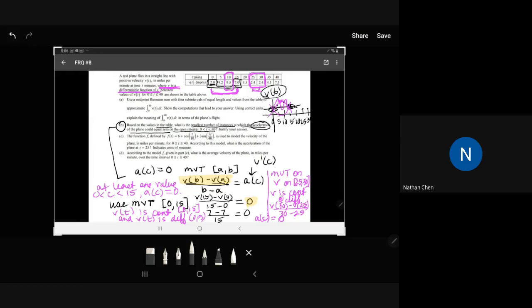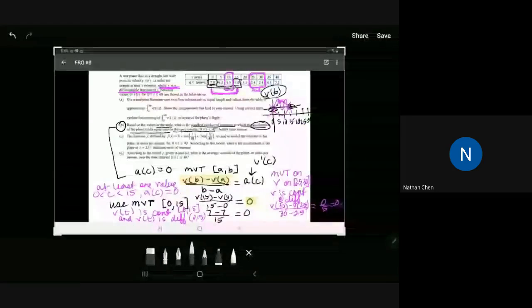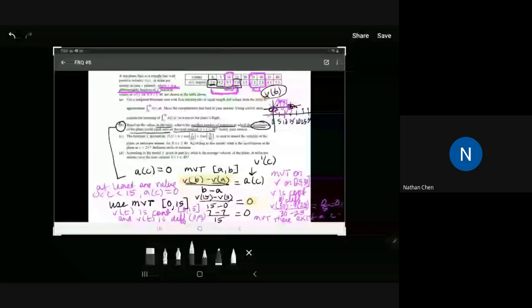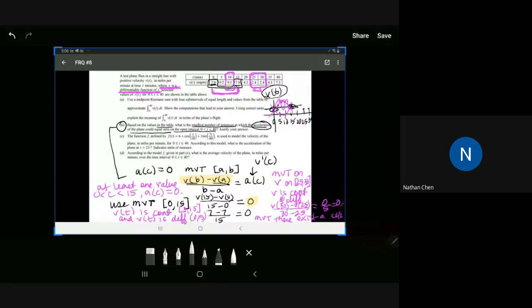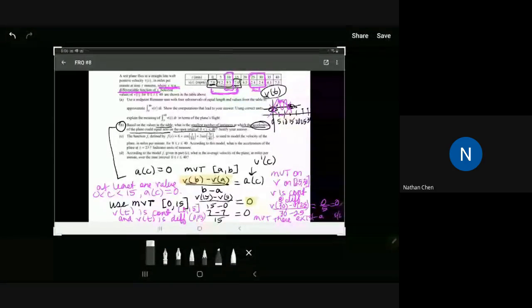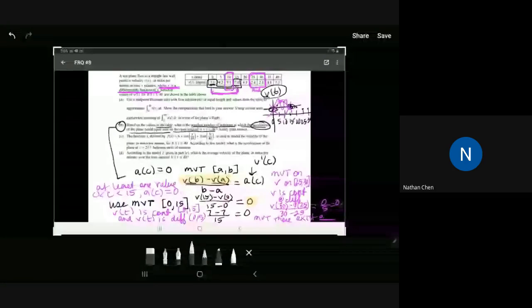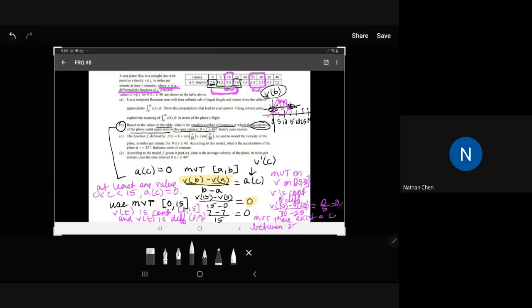Okay, so this is equal to 0 over 5, which is 0. Let me write this better for you. Let me erase this part. And then, by the Mean Value Theorem, there exists a C between 25 and 30, such that A of C would equal 0.